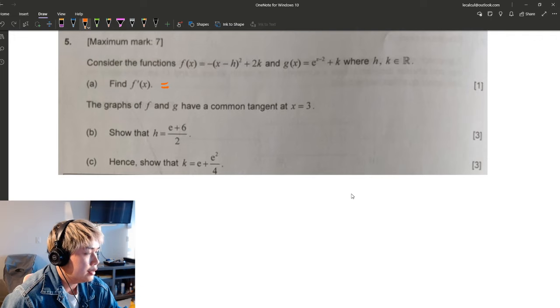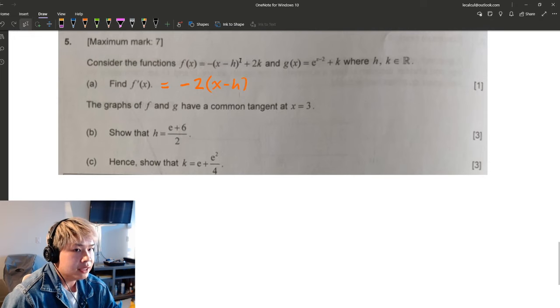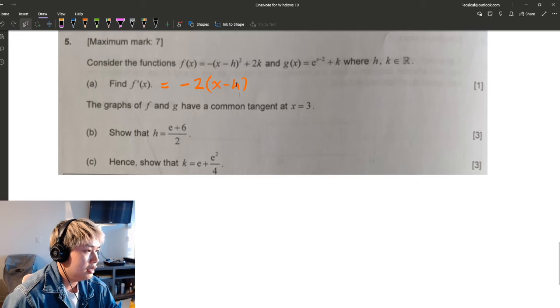So this is going to use a little bit of chain rule. So we take down that exponent of 2, and then we have x minus h. And then 2 minus 1 is just 1, and then you do a little chain rule, but the derivative of x minus h is also 1, so this is the derivative of this term, and then 2k is just the constant, so that's going to become 0. So here is your derivative, f prime.